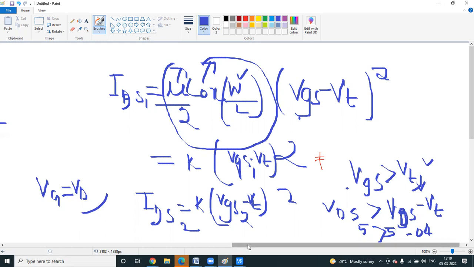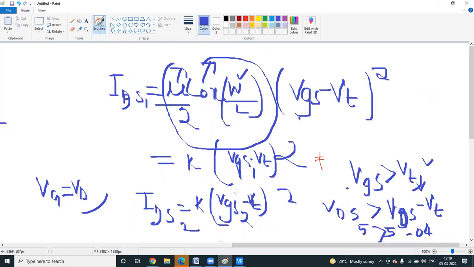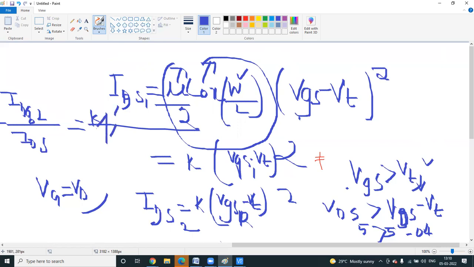If these two conditions are satisfied, I think nobody has a doubt. So if this is 2 ampere, this is the same, because this current equals this current. How? VG is equal to VGS1 equal to VGS2. If you put this here and divide IDS2 by IDS1, everything will be cancelled. K divided by K will cancel, so it will be 1. So IDS2 equal to IDS1. Understand, or any doubt? This is the current mirror.